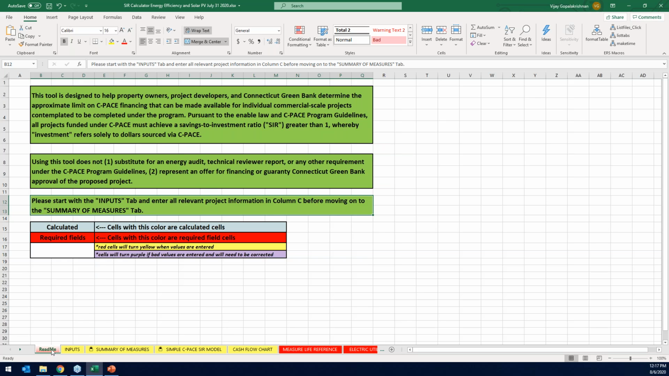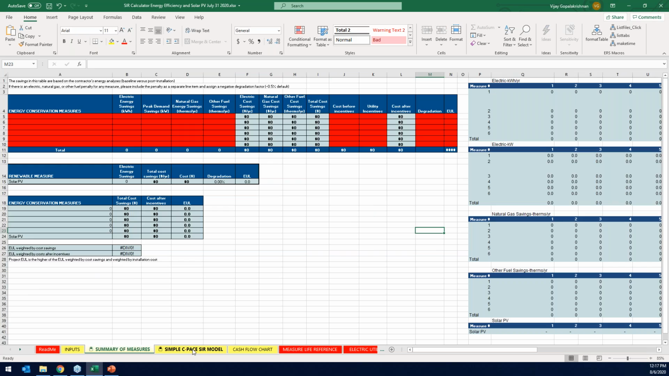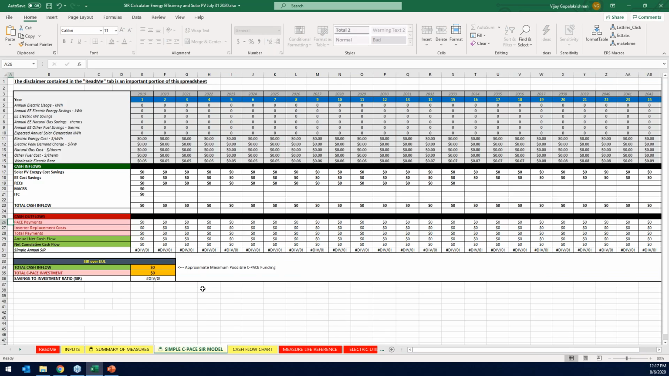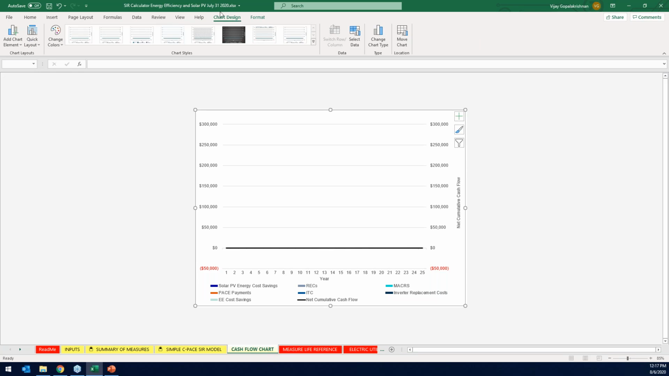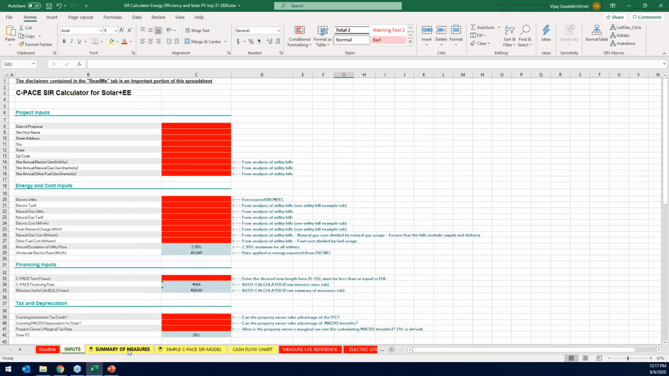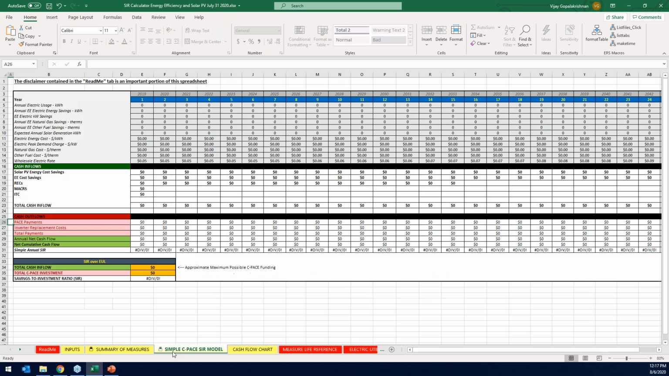So the various tabs are the README tab, the Inputs tab, which is where a majority of the data entry is going to be, and a Summary of Measures tab, which is where the measure-specific data is going to be entered. The CPACE FIR model tab is where the calculations take place, the inflow and outflow calculations to be precise. There's a cash flow chart that'll populate, and you'll see it a little later, which you can use for marketing and other purposes. These are the tabs that are in yellow, which means that there's some level of data entry that needs to occur within these cells.